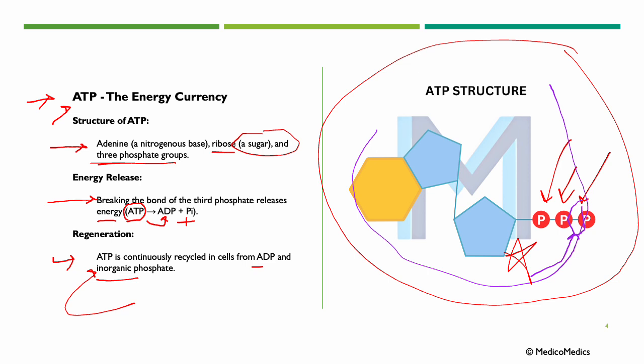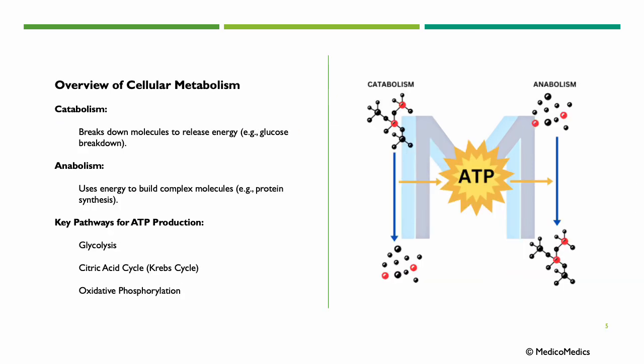Now let's explore how cells produce ATP through metabolic pathways. So here we have an overview of cellular metabolism. Now, when we talk about catabolism, we're talking about the breaking down of molecules to release energy. For example, the breakdown of glucose. The other one is anabolism. Here we use energy to build complex molecules. For example, protein synthesis.